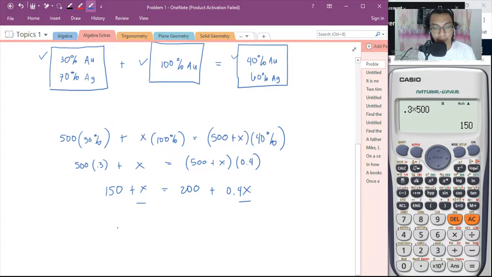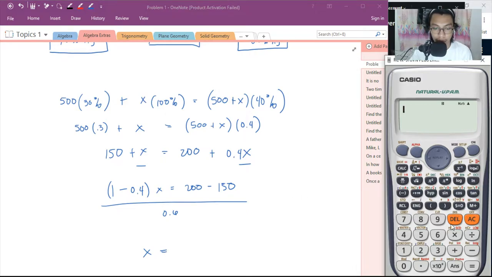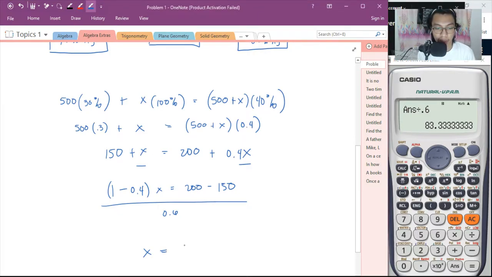Okay, so that is 1 minus 0.4, factor out yung x, equal to 200 minus 150. Divide both sides by 0.6. So x will be 200 minus 150 divided by 0.6. The answer will be 83.33 grams of gold must be added to yield the mixture. Okay? 83.3 grams. Okay, that is for problem number one.